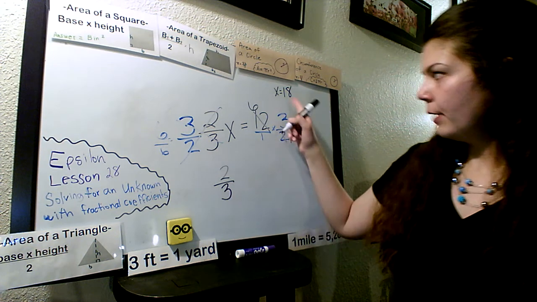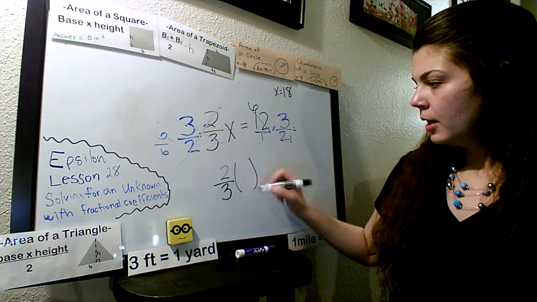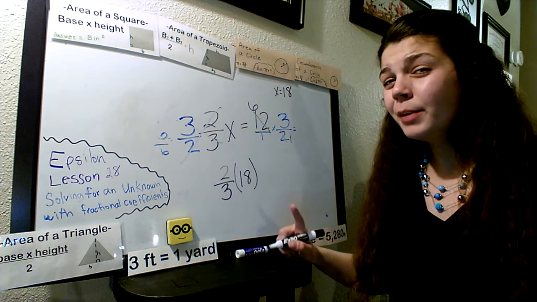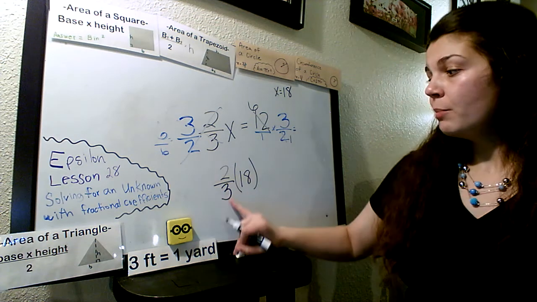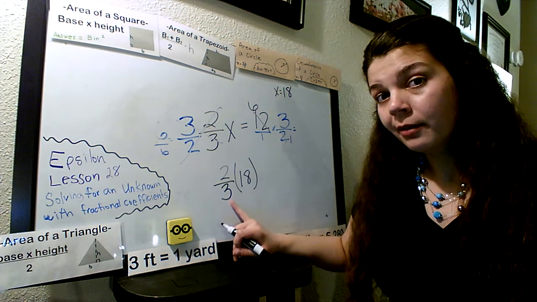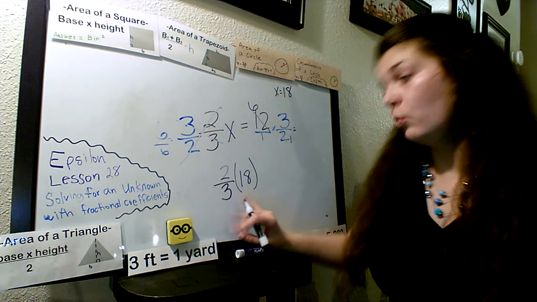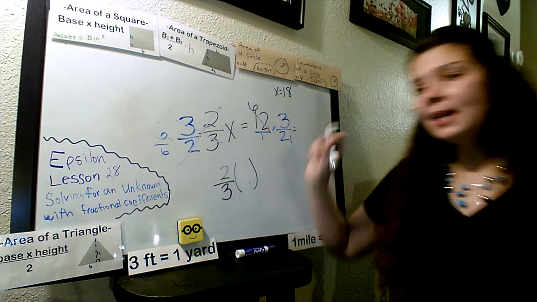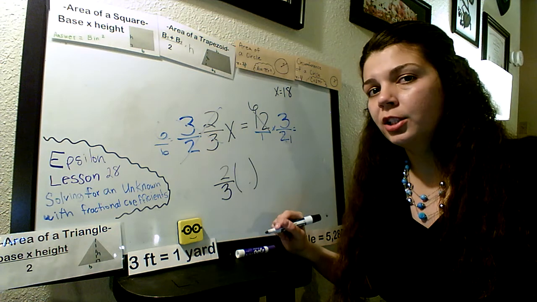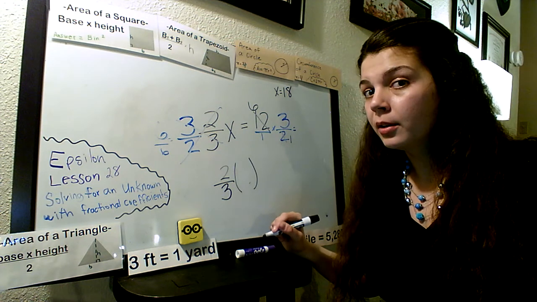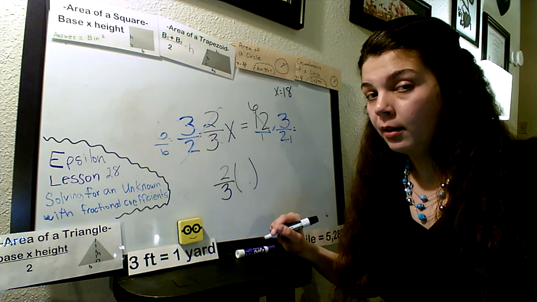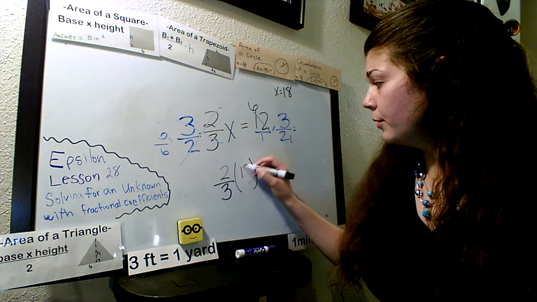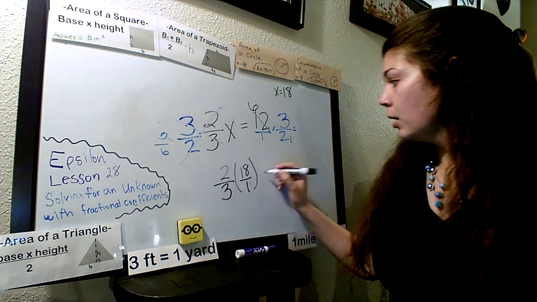2/3. I've got my plug-in. Now I could put 18 right here, but what would be a little bit easier? If I'm multiplying it by a fraction, I should make it a fraction as well. So what's 18? How can we make 18 a fraction? It's a whole number, so it's got a what underneath it? An invisible 1. It's got an invisible 1 underneath it.